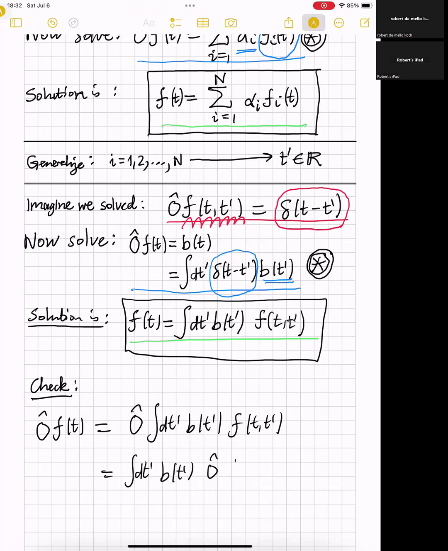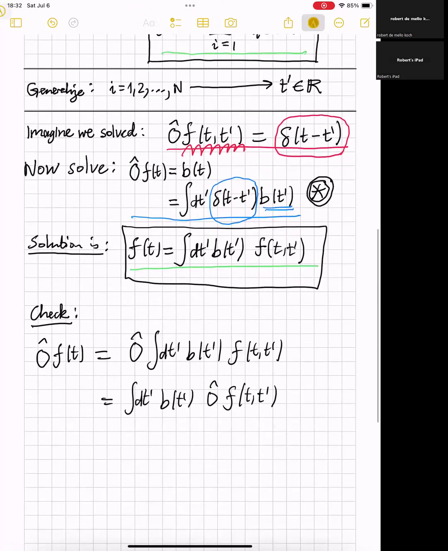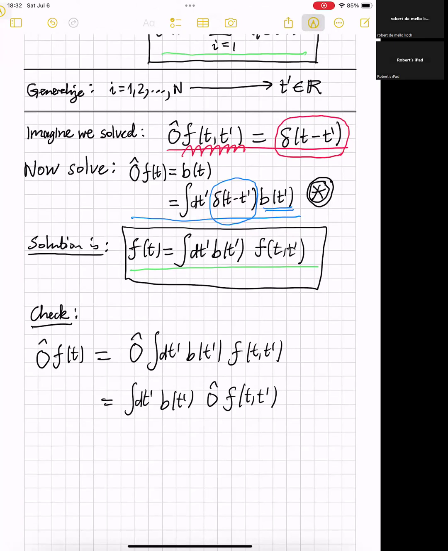And let's just make sure that we're completely happy with this step. What is O going to be? O is going to be some sort of a differential operator, so it will have derivatives in it with respect to t. So that's why it just goes straight through the t prime, straight through the b of t prime, and it acts only on f of t and t prime, okay? Because it's a derivative, it's got derivatives in it with respect to t. So it'll go straight through the integration measure, straight through the b of t prime.